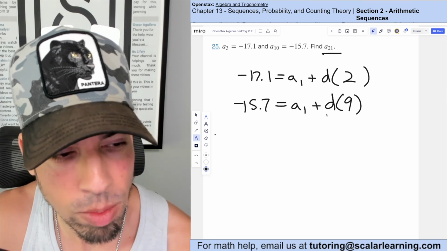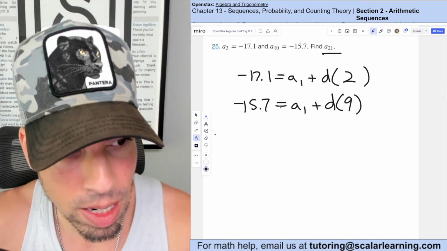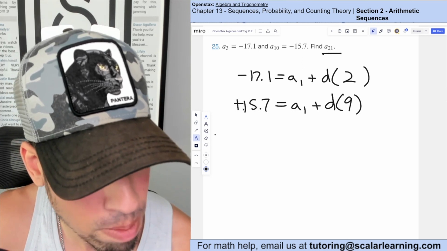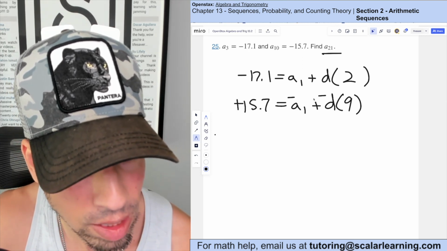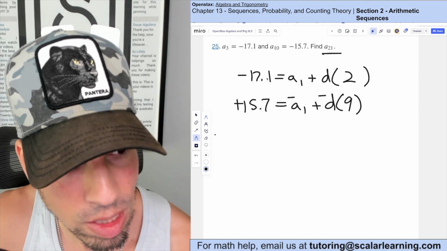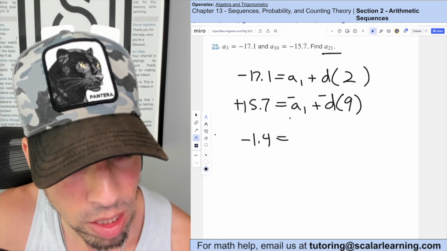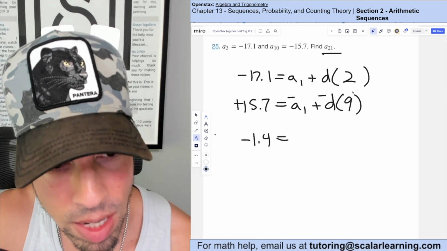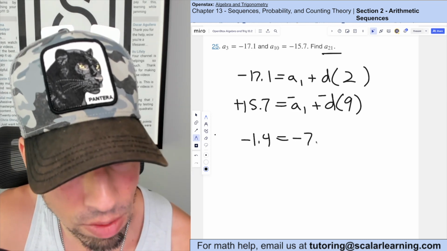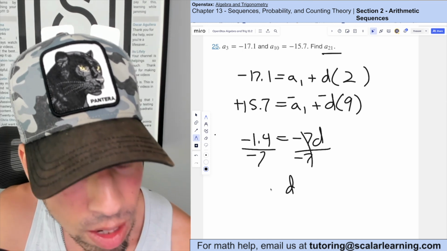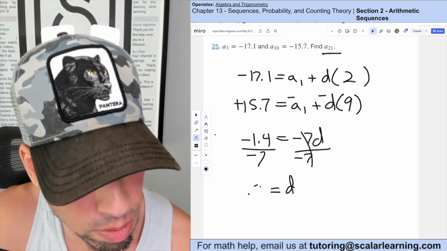Now we have a nice system of equations. Now we can combine and solve. So I'm going to multiply the bottom equation by negative 1. So we've got positive, negative, negative. So negative 17.1 plus 15.7 is negative 1.4 is equal to, those cancel out, and then we've got negative 9d plus positive 2d is negative 7d. Divide both sides by negative 7, and we've got d is equal to positive 0.2.